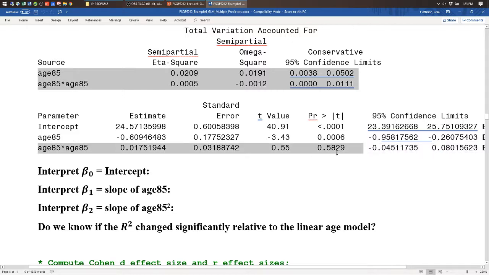So putting it together, this slope is not significant. Its effect size is tiny. That pretty much indicates we don't need it. So there's no evidence here that adding a quadratic effect of age helps my prediction of cognition.